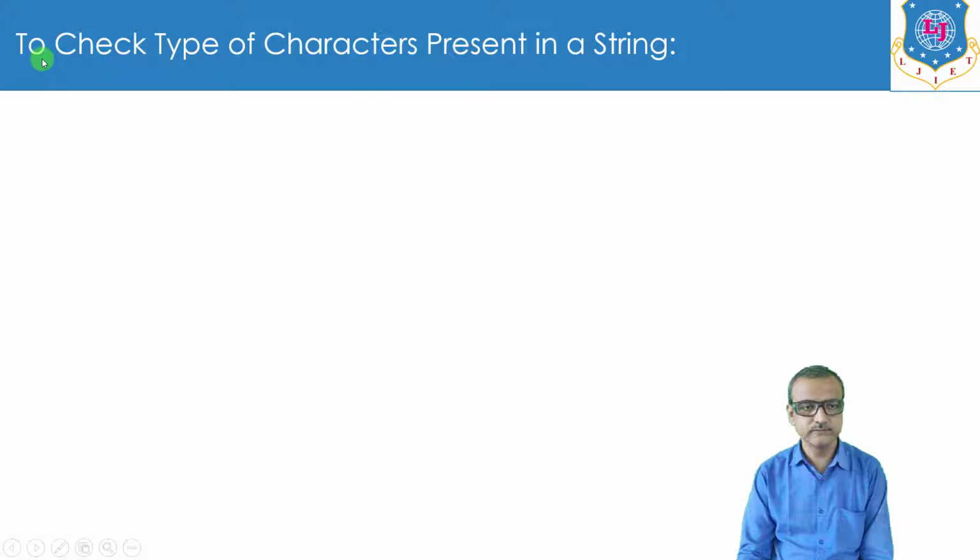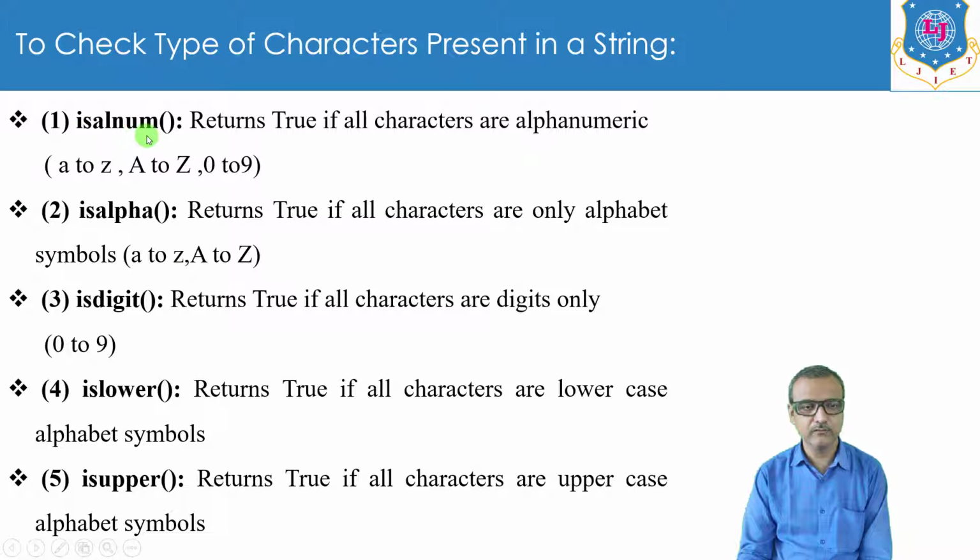Now we will see this topic, that is to check the type of characters present in a string. The isalnum function will return true if all characters are alphanumeric, that is small alphabets a to z, capital alphabets A to Z, 0 to 9. The second function, isalpha, returns true if all characters are only alphabet symbols, that is small a to z, capital A to capital Z. The third function, isdigit, returns true if all the characters are digits only, that is 0 to 9.